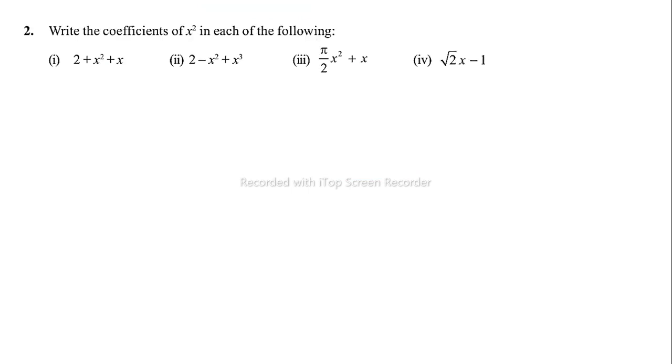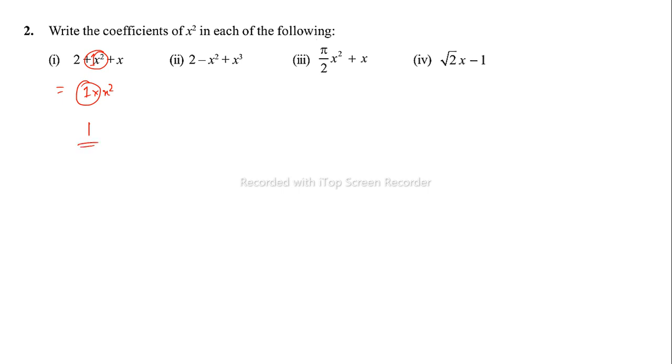Next, write the coefficients of x squared in each of the following. The first one, 2 plus x squared plus x. Here we see that the term x squared has coefficient 1, as nothing is written. x squared is nothing but 1 into x squared. So the coefficient of x squared will be 1.